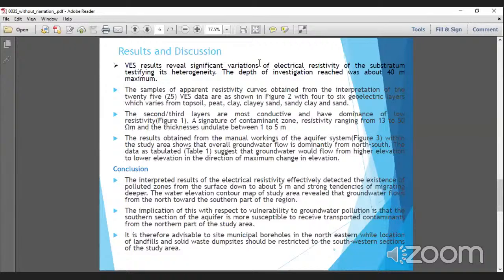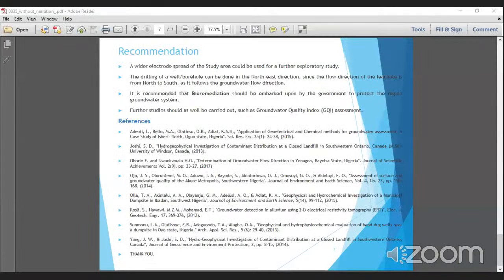The third recommendation is that action should be embarked upon by the government to protect the region's groundwater system from more contaminants, to prevent contaminants from flowing into the ground from the dump site area. Further studies should also be carried out, such as groundwater quality index, that is GQI, assessment. The references are as listed there.